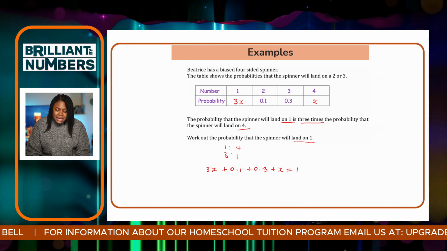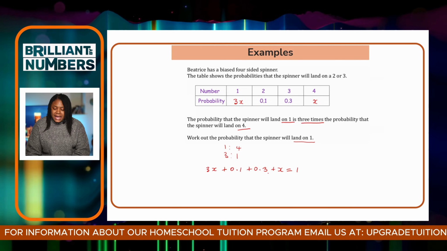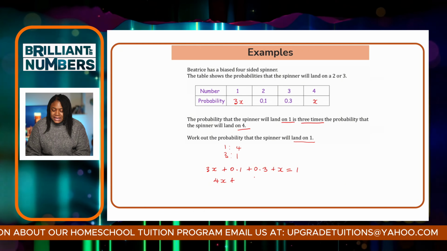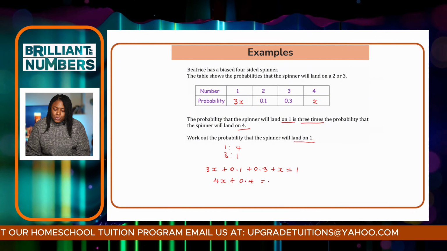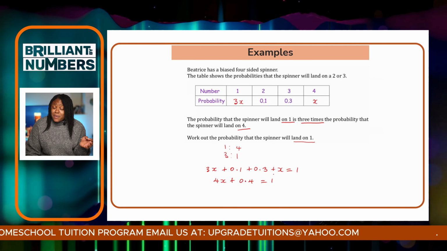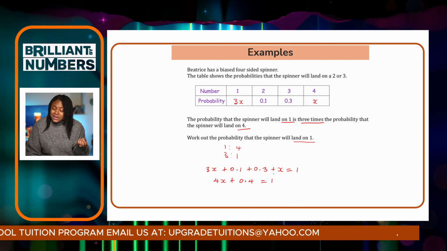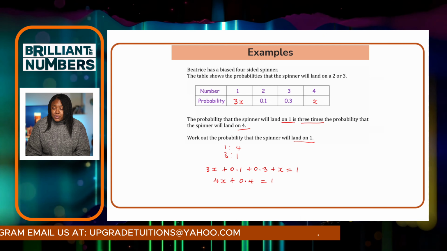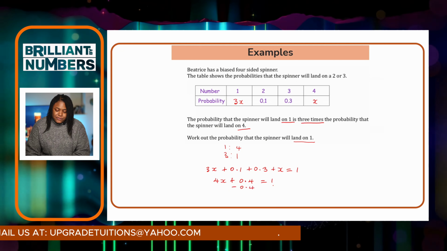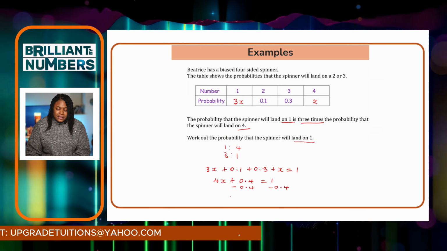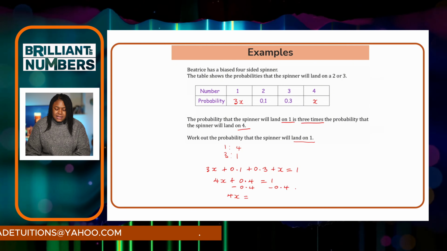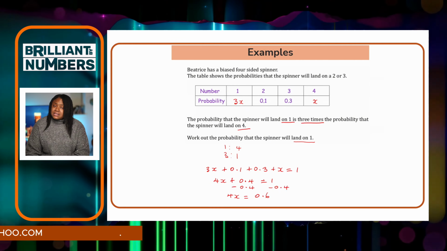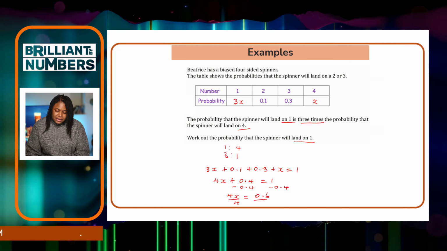So I'm going to now collect my like terms. I've got 3x add x, which is 4x, and I'm going to do 0.1 plus 0.3, which is 0.4, and that will equal 1. A beautiful opportunity here to practice rearranging the formula to make x the subject. I'm going to do the reverse of adding 0.4, which is subtracting from both sides. So I will have 4x left, and that's equal to 1 take away 0.4, which is 0.6. Last step, we need to divide by 4 to get x on its own.